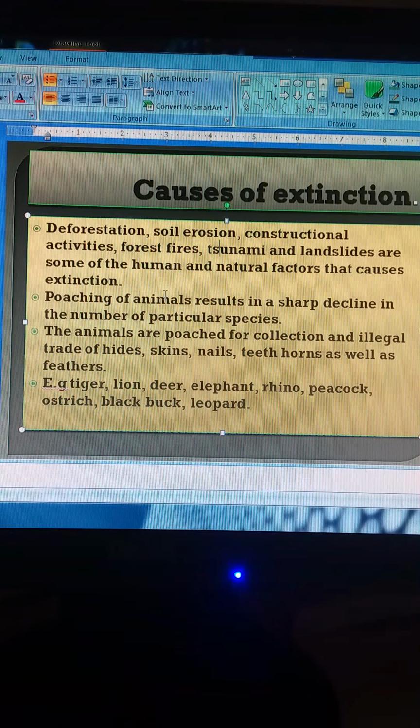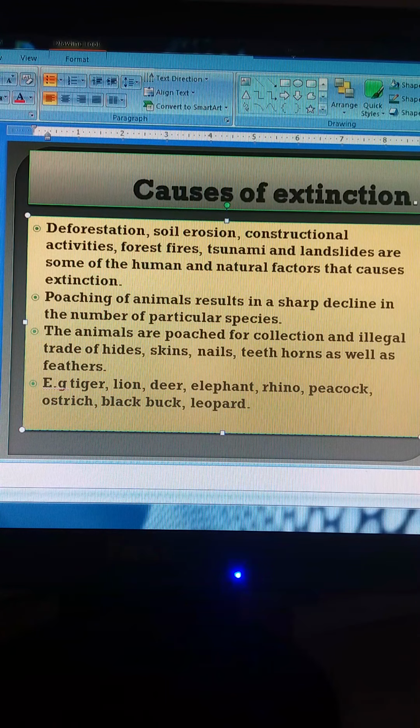Animals are poached for the collection and illegal trade of hides, skins, nails, teeth, horns as well as feathers. Some of these animals are the tiger, lion, deer, elephant, rhino, peacock, ostrich, blackbird and leopard. These are the very animals which are endangered or on the way to extinction.